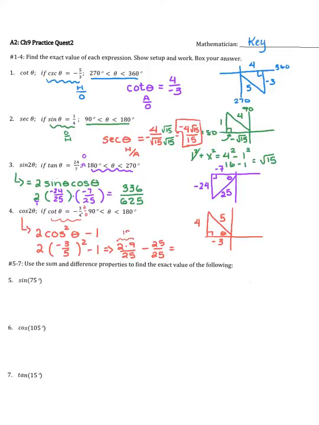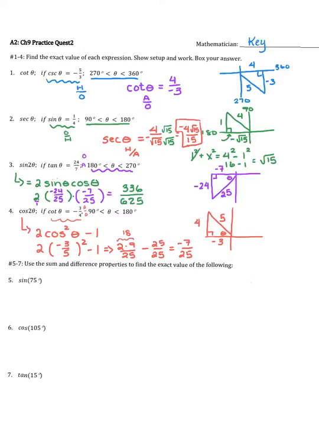So this is 18. 18 minus 25 is a negative 7. And if you notice, it's exactly the same answer as we had on the other copy. So it doesn't matter which identity you use. It's all up to you.